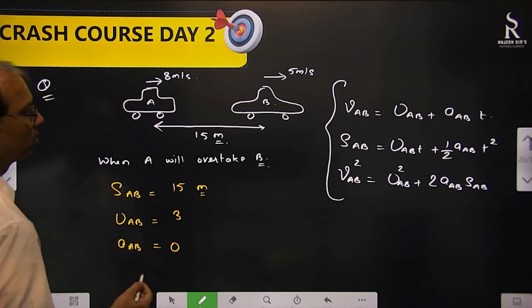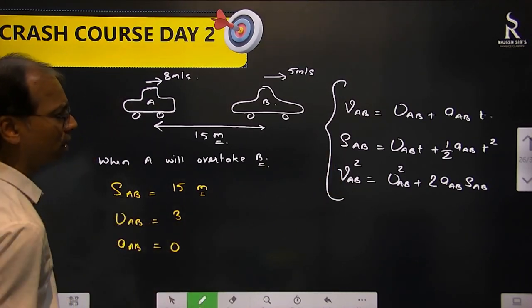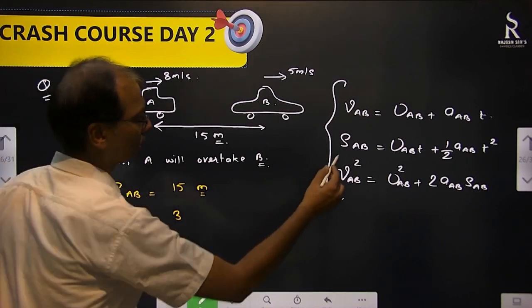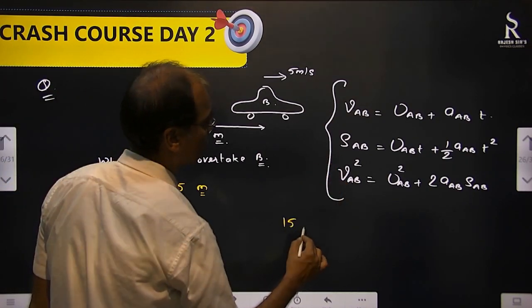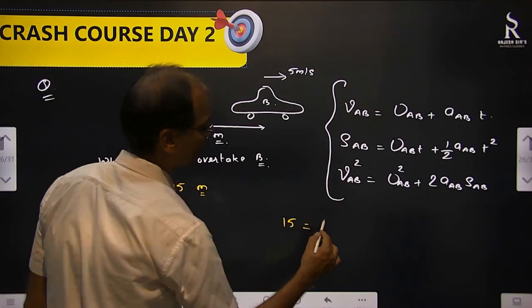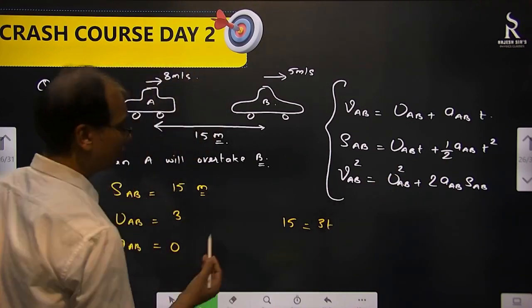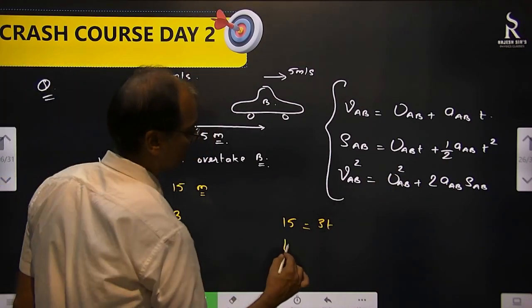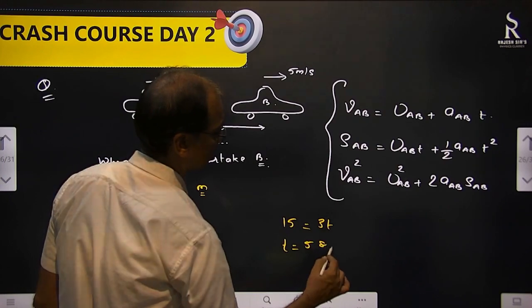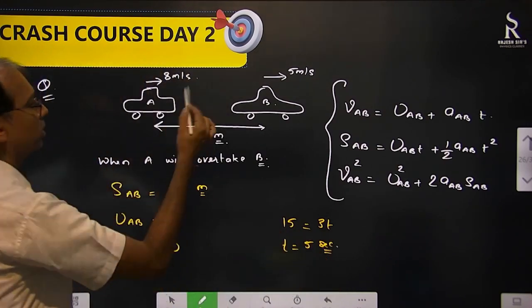What are they asking? Time. So obviously we'll go to the second equation. Use it. 15, UAB is 3, acceleration is 0, so we are not writing it. T equal to 5 seconds. In 5 seconds, A will overtake B.